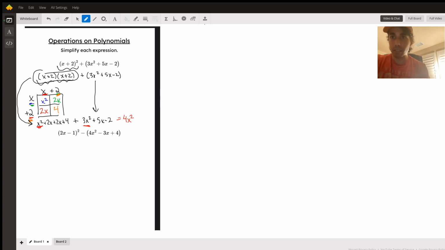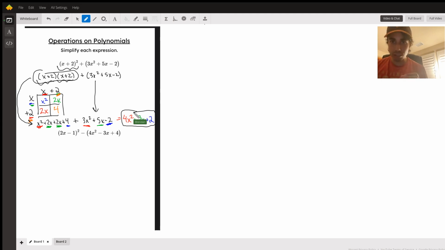In the same way, for our x's: we've got 2 of them, adding 2 more, adding 5 more. That's going to be a total of 9x. And remember, when you're adding and subtracting, that's not going to change the exponent. And then lastly, we've got plus 4 minus 2. 4 minus 2 gives us 2, and that is your answer.